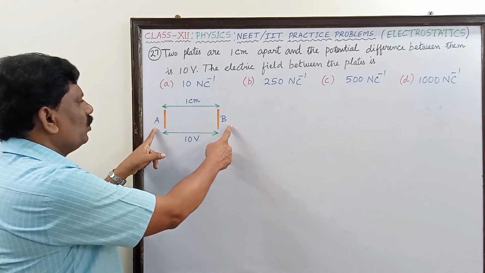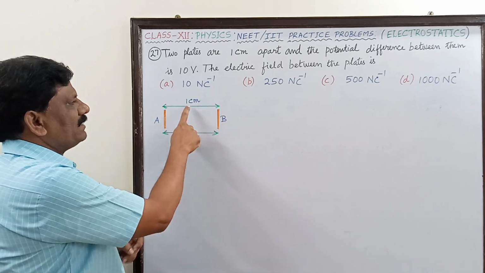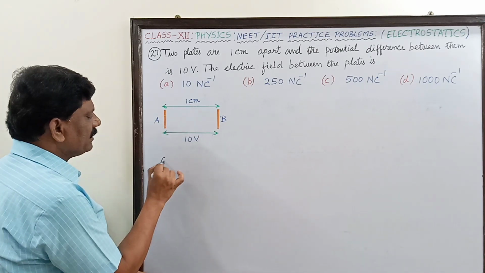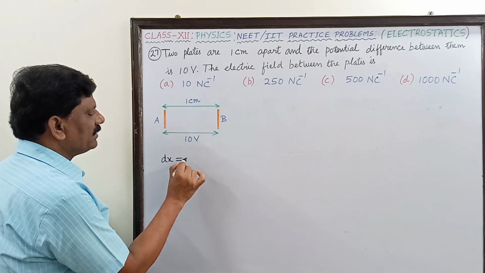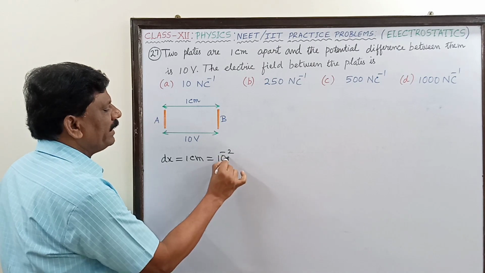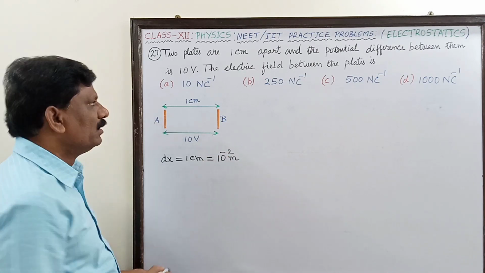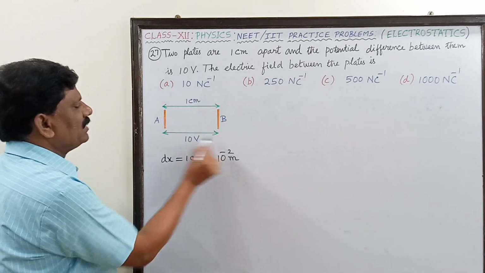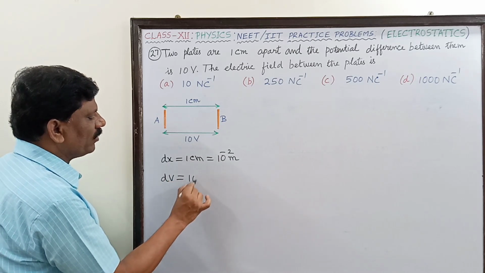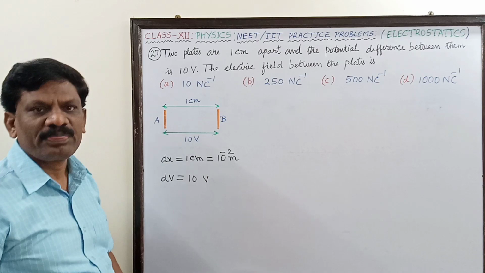So A and B are two plates. The distance of separation is 1 centimeter. So I will take the distance of separation as dx is equal to 1 centimeter, that is equal to 10 power minus 2 meter. And the potential difference between them is 10 volt. So the potential difference is equal to 10 volt.